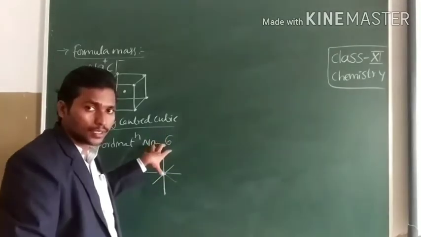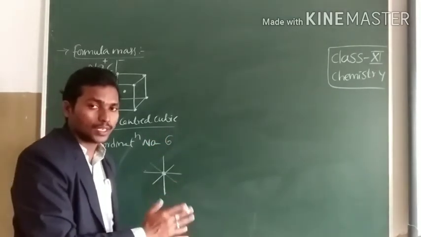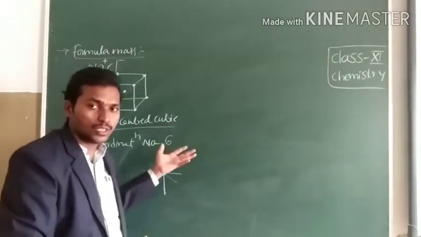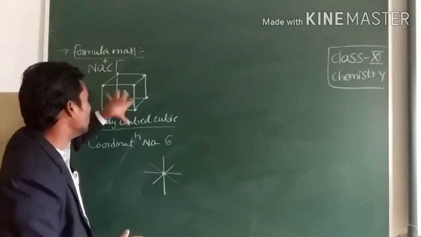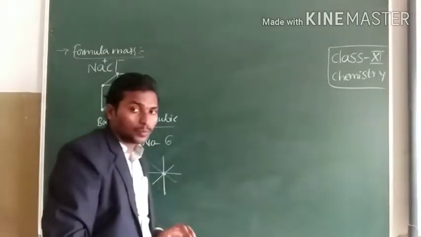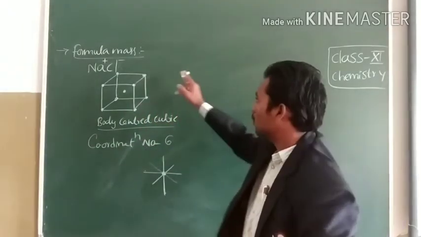Each ion is surrounded by 6 nearest neighboring atoms. That's why we cannot calculate atomic mass or molecular mass here. We have to choose only formula unit mass. Let us find out the formula unit mass of sodium chloride.